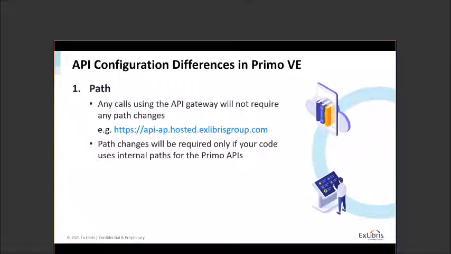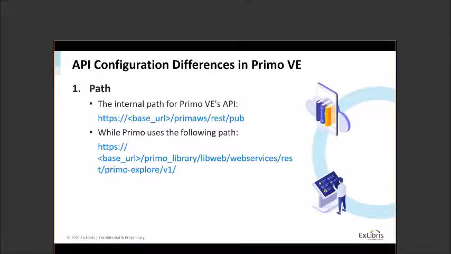Path changes will be required only if your code uses an internal path for the Primo APIs. Now let's see examples. If your classic Primo uses the following URL, primo-library/libweb/webservices/rest/primo-explore, you should modify it to a shorter version. It's primo/webservice/rest/pub.